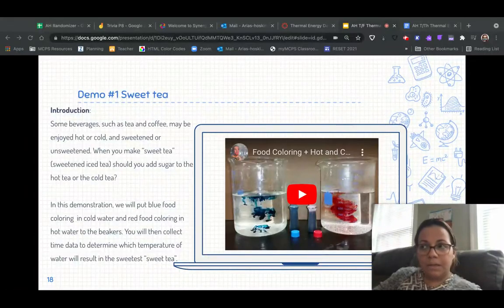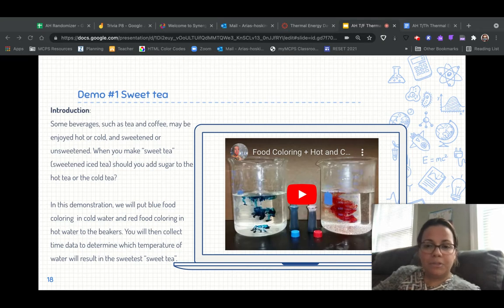So for this part right here, guys, this is actually demonstration number 1 for the sweet tea. The introduction is some beverages such as tea and coffee. They might be enjoyed hot or cold, sweetened or unsweetened. When you make sweet tea, sweetened iced tea, should you add sugar to the hot tea or the cold tea?